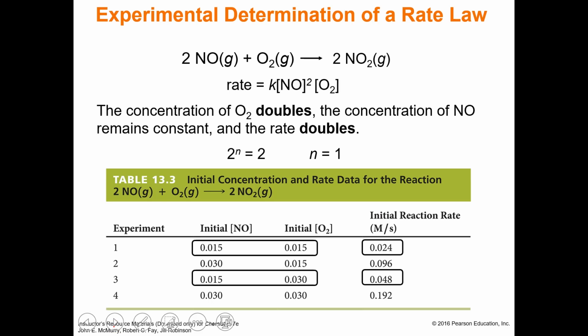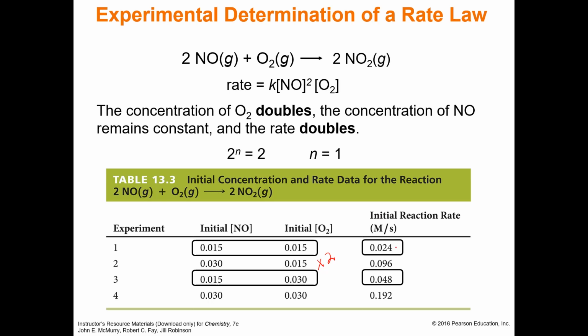Let's take a look at O2. So if we look at the first and the third experiments, we have our concentration of nitrogen monoxide being held constant. So we have to hold one of them constant. And in this case, it's going to be the NO. When we do that, we take the concentration of O2 from 0.015 to 0.030. So we double the concentration of O2.